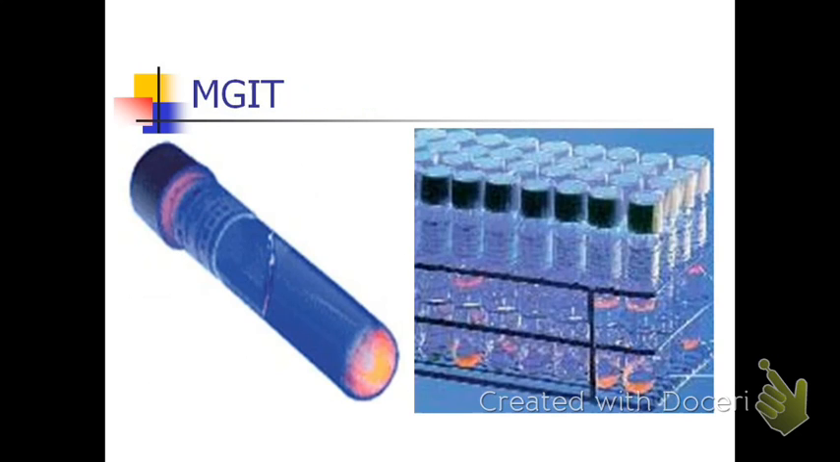MGIT stands for Mycobacterium Growth Indicator Tube. With this one, you have to incubate the specimen here, and if the specimen flourishes, it's an indicator that it is indeed positive for Mycobacterium. Then you have to re-inoculate the sample into a solid medium.